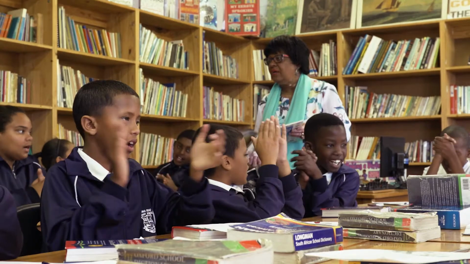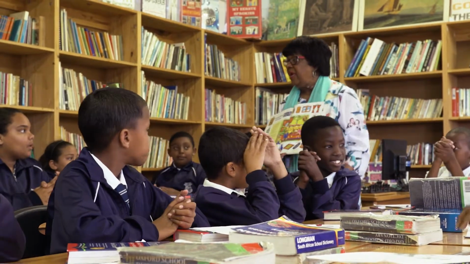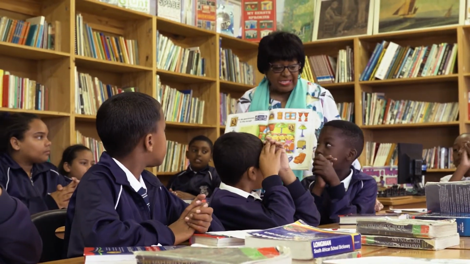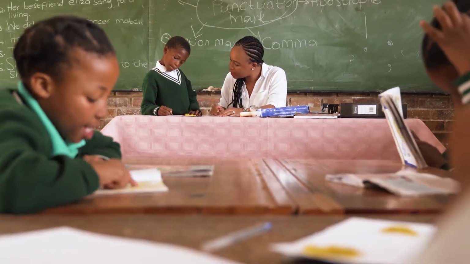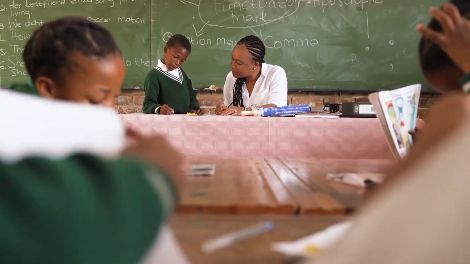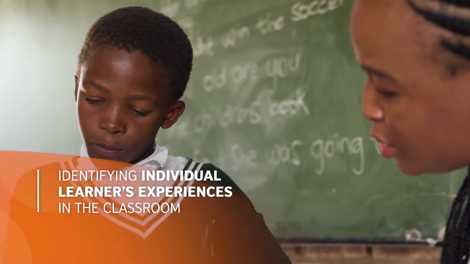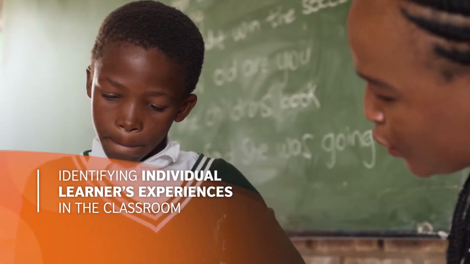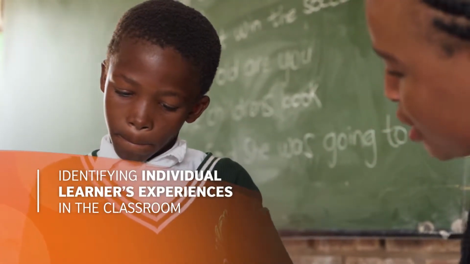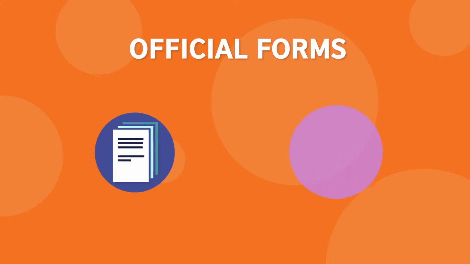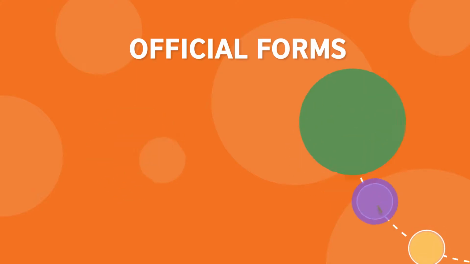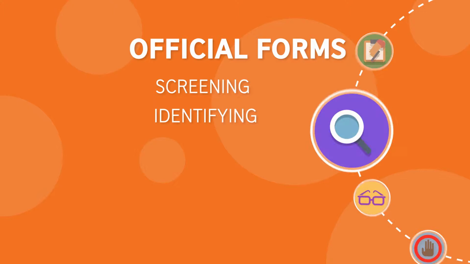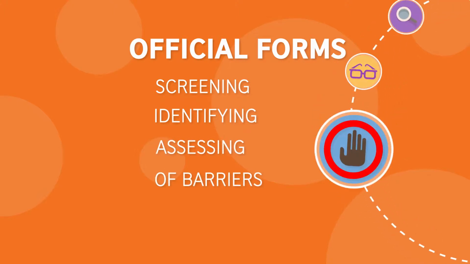The collaboration between the school-based and district-based support team will become particularly important should the school need to secure external specialized support for learners experiencing barriers. The SIAS process begins by identifying individual learners' experiences in the classroom. Official forms assist teachers step by step with the screening, identifying, and assessing of barriers.